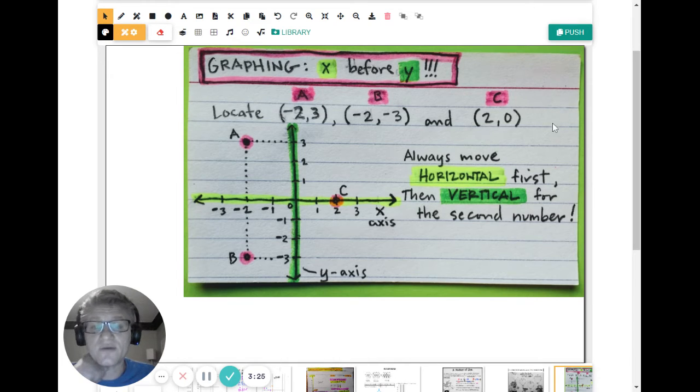So what I think are the hardest ones are when the numbers end on 0. So the 0 numbers are difficult because it's a little bit harder to get your head around it. But if you take the same pattern, horizontal first. So if you see the 2, you count 2 over. And now vertical. Well, there's nowhere to go vertical because it's 0.